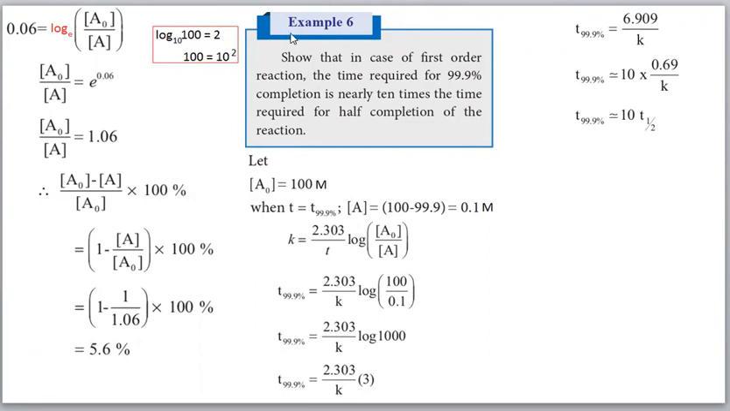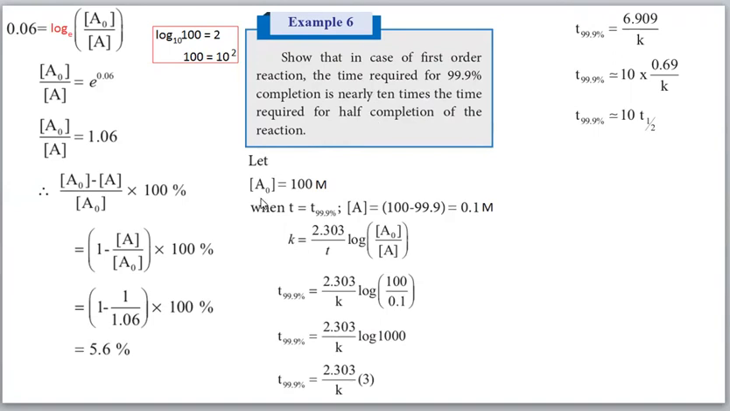Next problem, example 6. In the case of a first order reaction, the time required for 99.9% completion is nearly 10 times the time required for half completion of the reaction. So we want to prove that the time required for 99.9% completion is approximately 10 times its half-life period. That is what we want to show here.